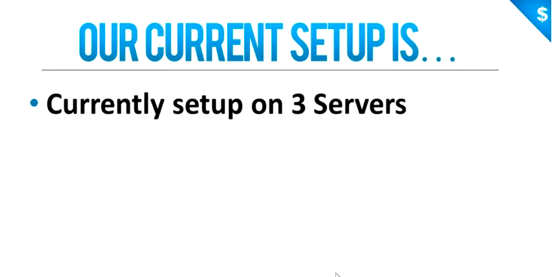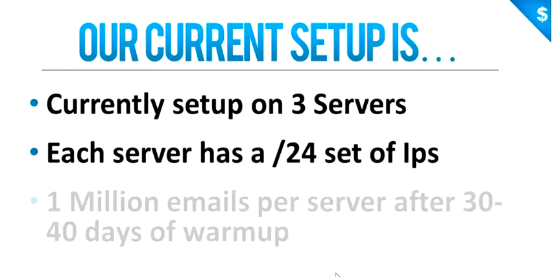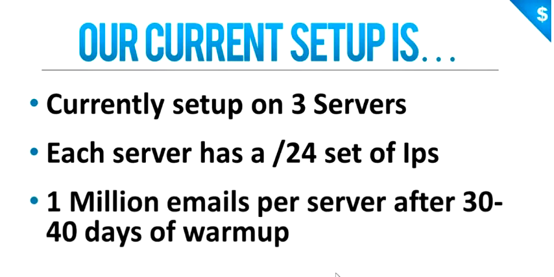Currently, the setup is 3 servers. So we've got 3 servers going. Each of those servers has what's called a /24 set of IPs on it. Basically means a lot of IPs, more than 250 IPs on each server that we're mailing from. And on each of those servers, we're sending about a million emails per day, which took us about 30 to 40 days to ramp up to a million emails on each server.